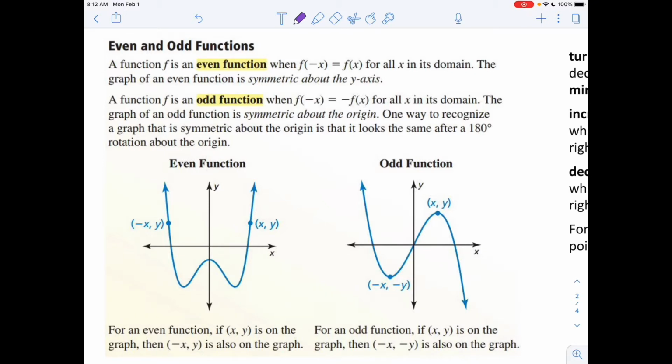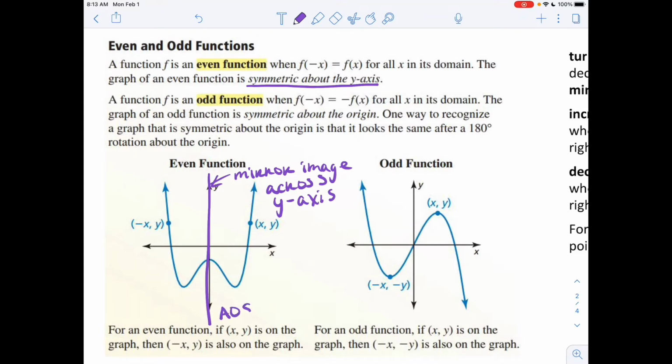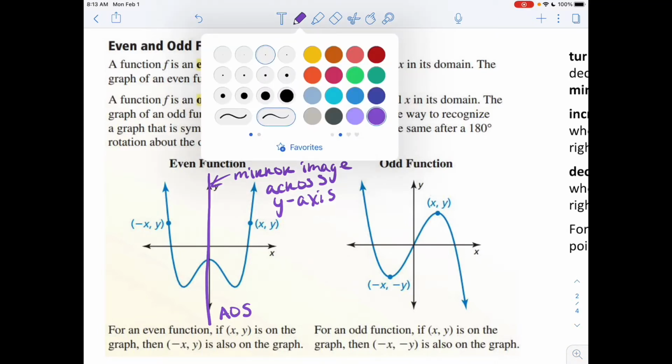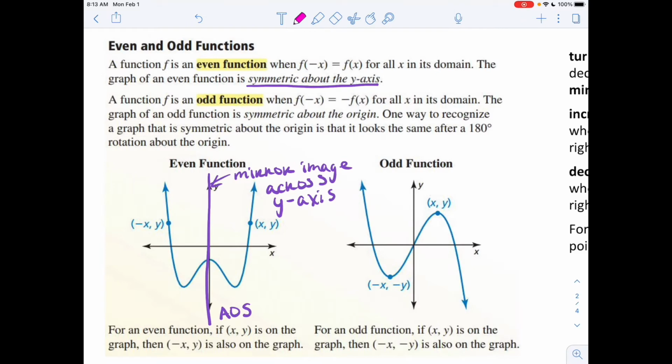They have to be symmetric about the y-axis to be considered even. They can be even degree and still not be an even function. So we have to have symmetry about the y-axis. This has to be a mirror image. So if we have a mirror image across the y-axis, or the y-axis is an axis of symmetry, then we have an even function.